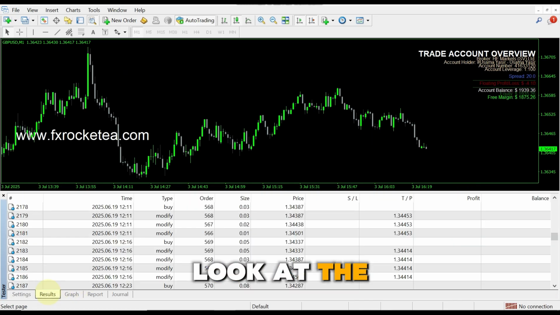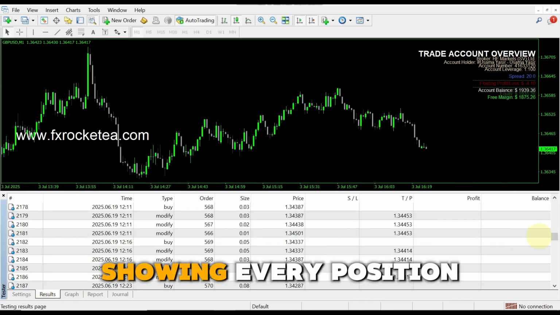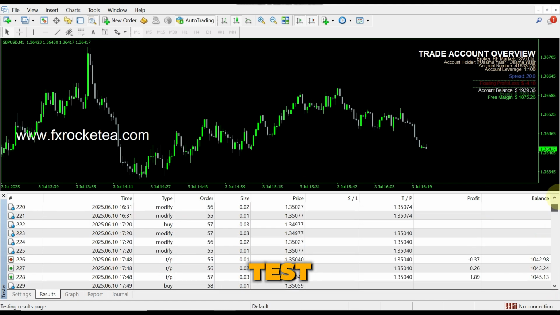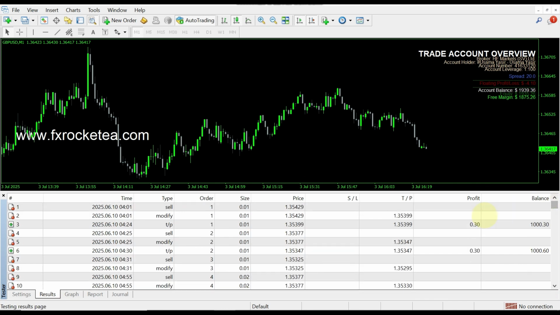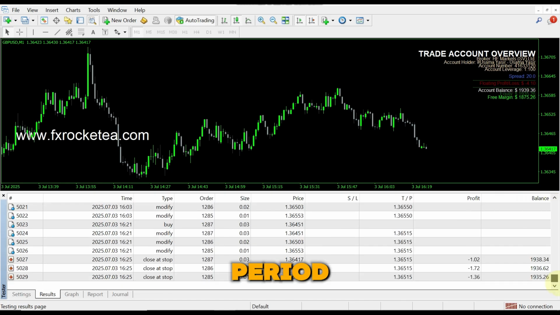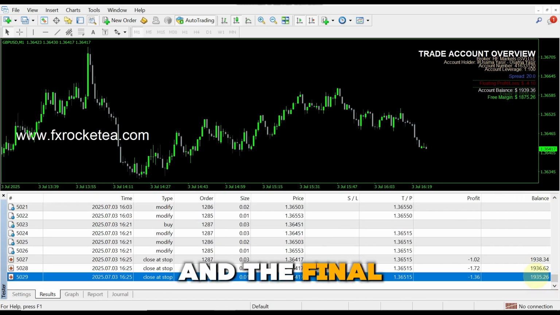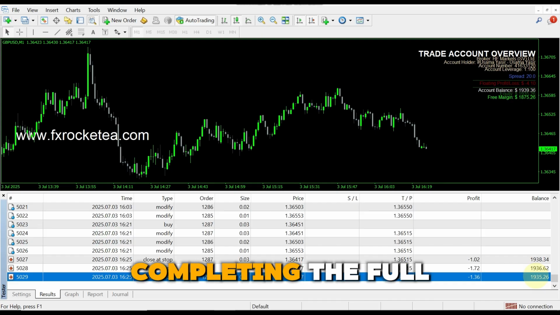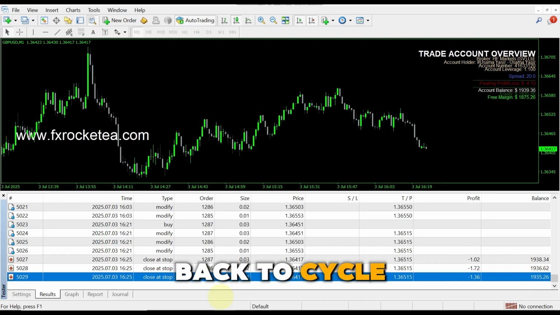Now, here's a look at the complete trade history, showing every position opened during the test. The first trade was placed on the 6th of October 2025, marking the start of the testing period. And the final trade closed on the 7th of March 2025, completing the full backtest cycle.